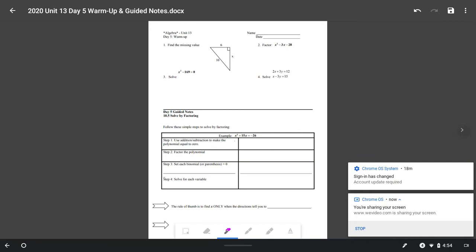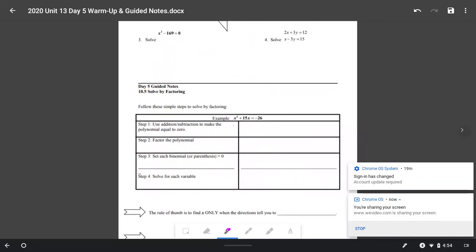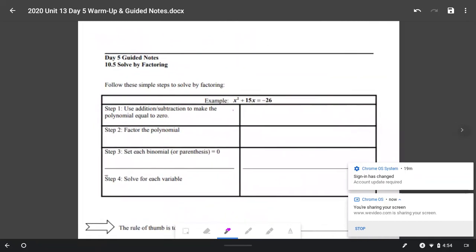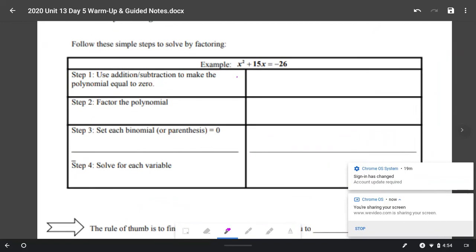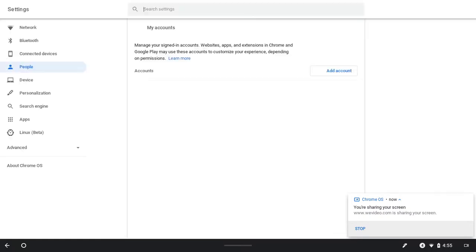Okay, we're going to start with solving by factoring today. See how this looks. I think that's good. And I need to get this out of the way. Oopsie.